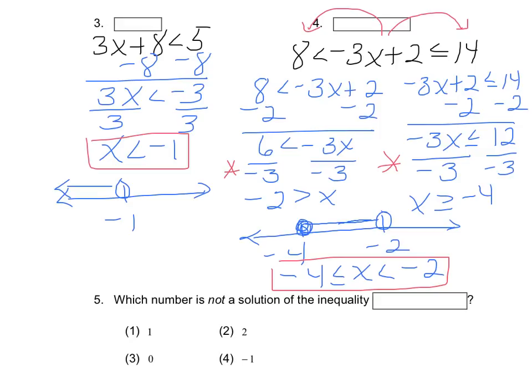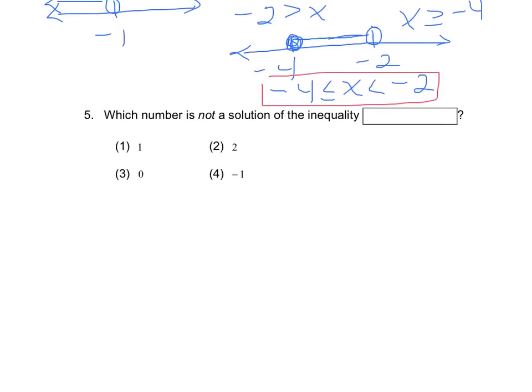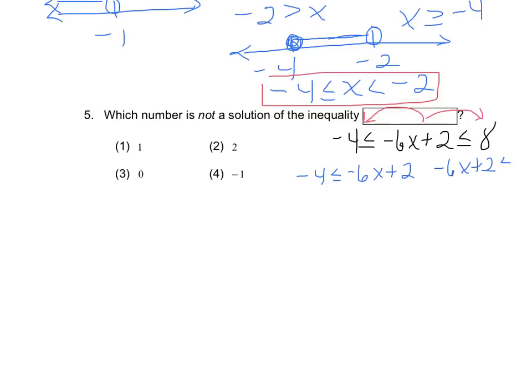All right, let's take a look at our last one. Which number is not in the solution of the inequality? Well, you don't have the inequality there, so let's actually write it. It is negative 4 less than or equal to negative 6x plus 2 less than or equal to 8. So again, you have two inequalities with your x in the middle, so it's being shared. So I'm going to have to give that middle to the left and then the middle to the right. So I'm actually going to be writing two inequalities out to solve. So I have negative 4 is less than or equal to negative 6x plus 2. And then I have negative 6x plus 2 is less than or equal to 8.